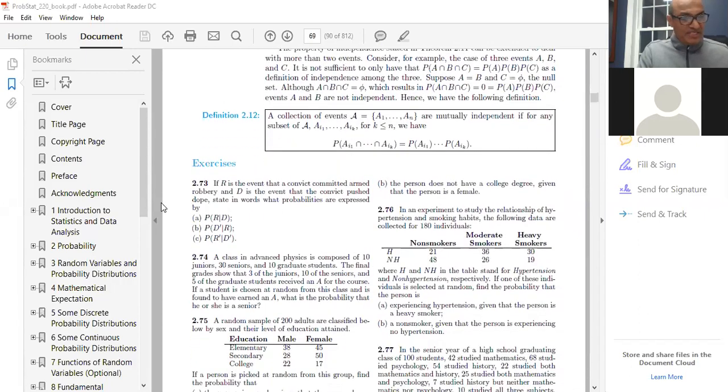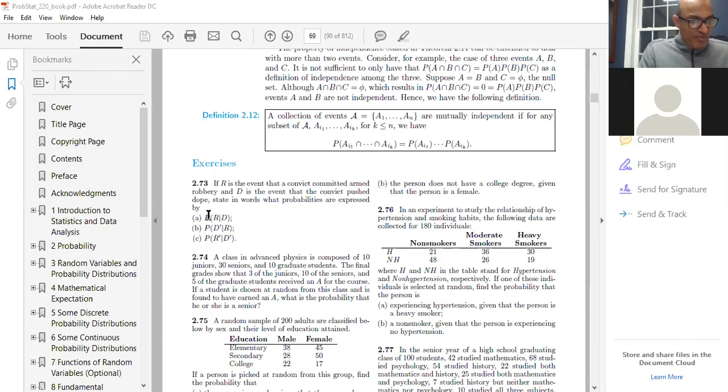What is the meaning of this one? Look at over here. It says example 2.73. How can you read this one? This event R is nothing but the convict committed armed robbery, and D is the event that the convict pushed off. So I can read something like this: the probability that a convict who pushed off, always try to read from this side, also committed armed robbery.